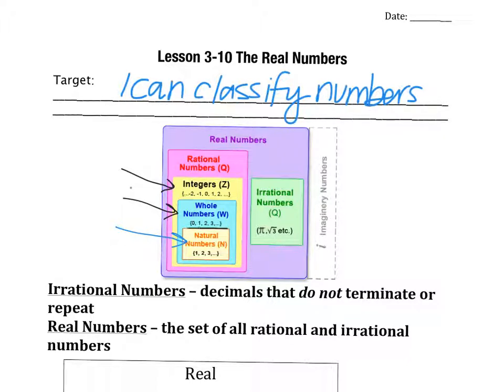Notice the natural numbers are inside the whole. So the natural numbers sit inside the whole numbers, which means if a number is a natural number, it also is a whole number. But it doesn't go the other way around. Not every whole number is a natural number. For example, 0. 0 is not a natural number, but it's a whole number. The integers is the next larger group. It includes all of the whole numbers and all of the natural numbers.